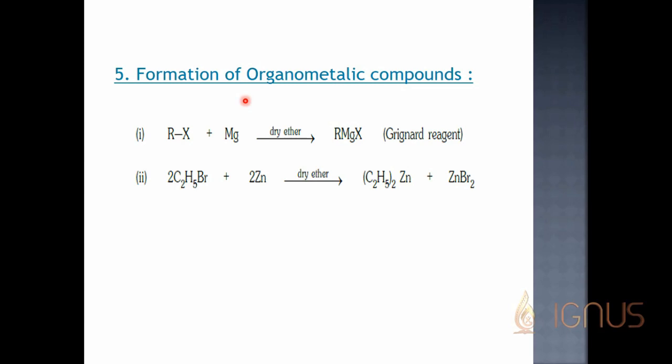Then formation of organometallic compounds. Here the alkyl halide is made to react with magnesium metal. Then it will form Grignard reagent. It is an organometallic compound. If you make the alkyl halide react with zinc, it will give rise to dialkyl zinc. It's an organometallic reagent. It means there should be a bond between an organic group and a metal. Those types of compounds are called organometallic compounds.